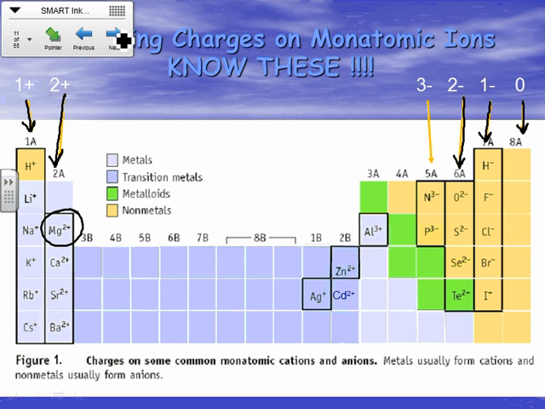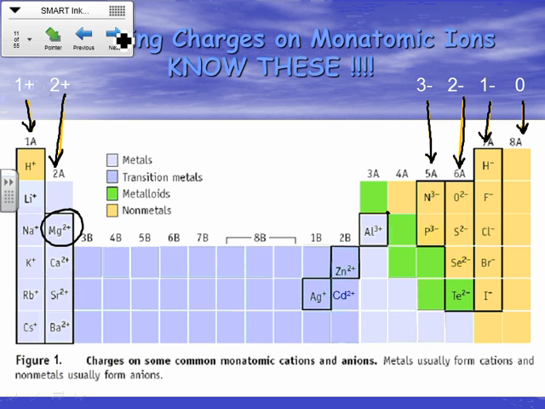The 2 minus right here, they're 2 away from having 8. They have 6 valence electrons, so they need to gain 2 more, and then they'll have a 2 minus charge. The 3 minus over here, they have 5 valence electrons, so if they get 3 more, then they'll have 8. And so they're going to form a 3 minus. That's kind of how that works.